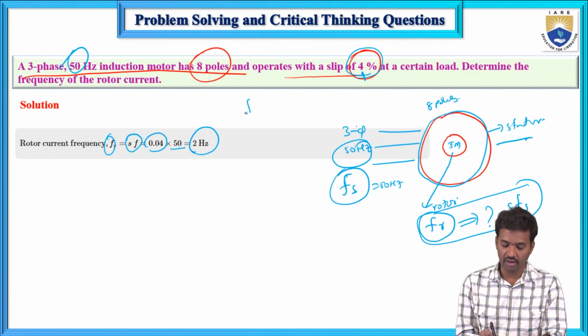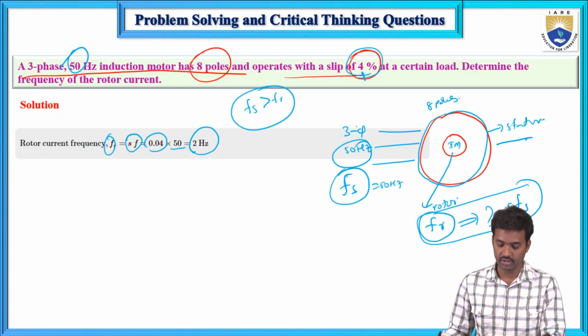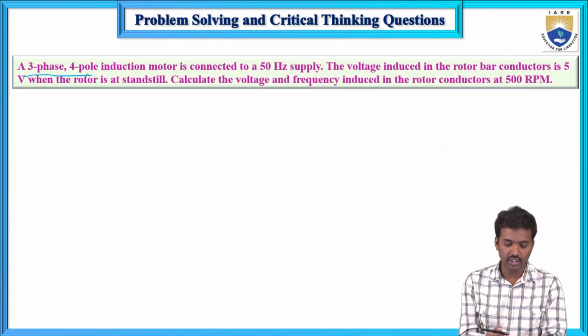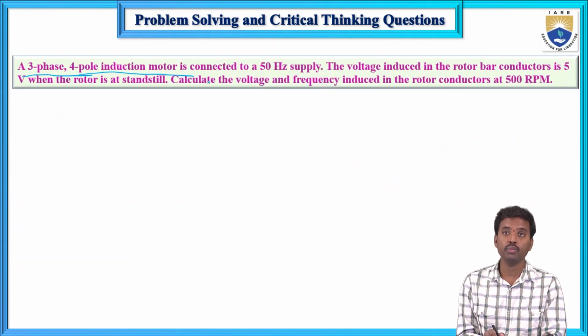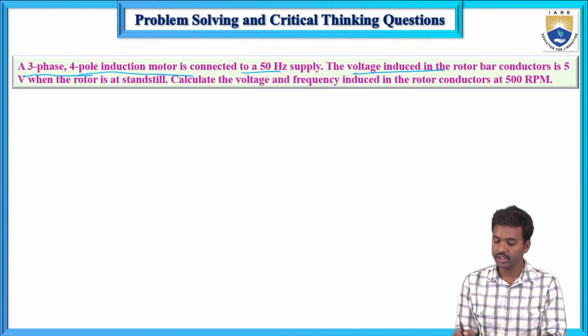So always fs is greater than fr. So a small amount of frequency for the rotor current. Now here, a three phase 4-pole induction motor is connected to a 50 Hz supply, and the voltage induced in the rotor bar conductor is 5 volts.